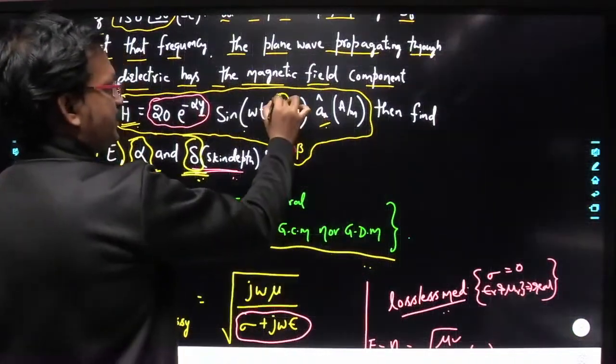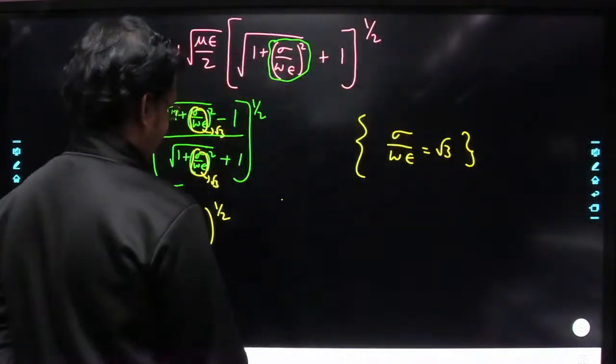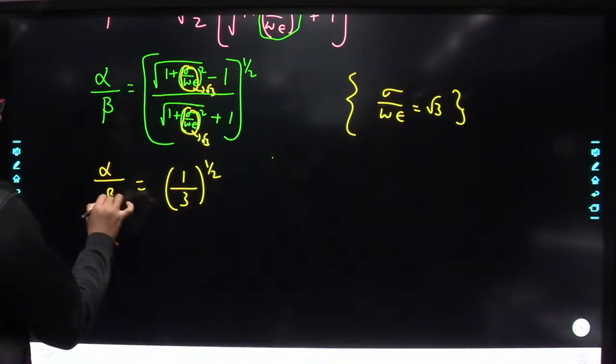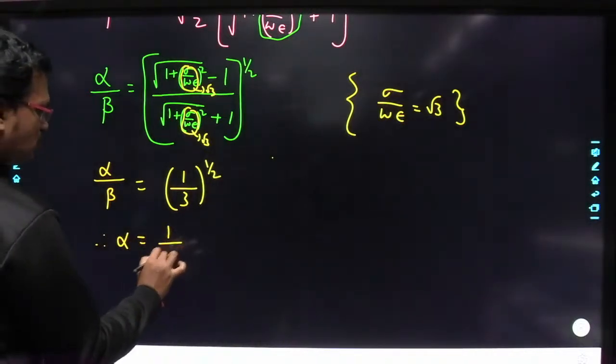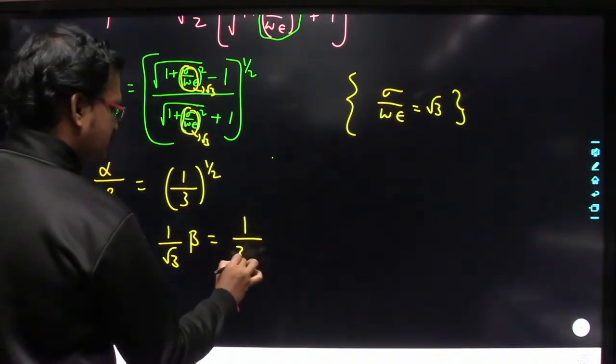So beta value they have given as 1 by 3 here. Right. Okay. So beta value is 1 by 3. Beta value you can substitute later. So therefore alpha is equal to what? Alpha is equal to 1 by root 3 into beta, which is equal to what? 1 by 3 root 3.